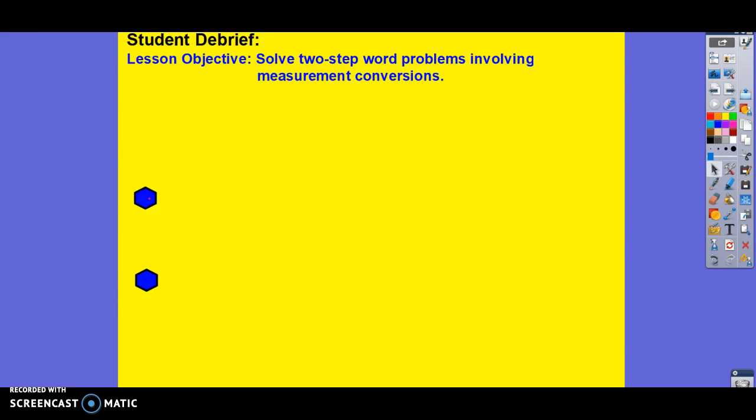So our learning target today was to solve two-step word problems involving measurement conversions.